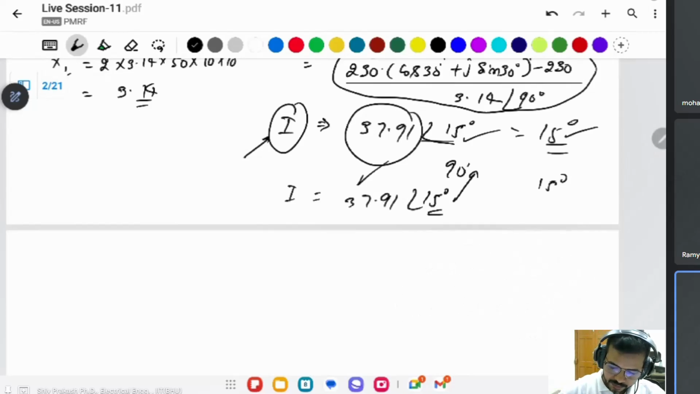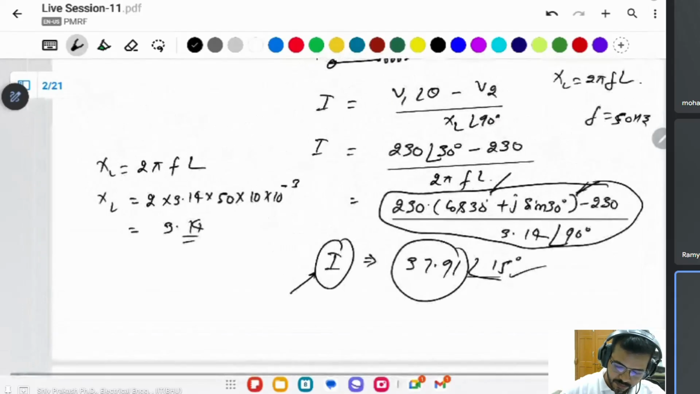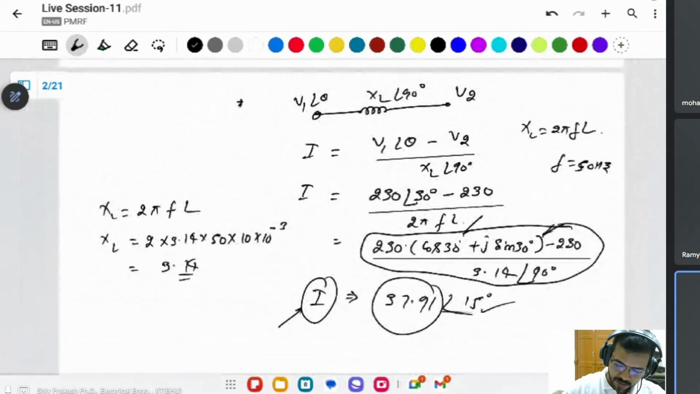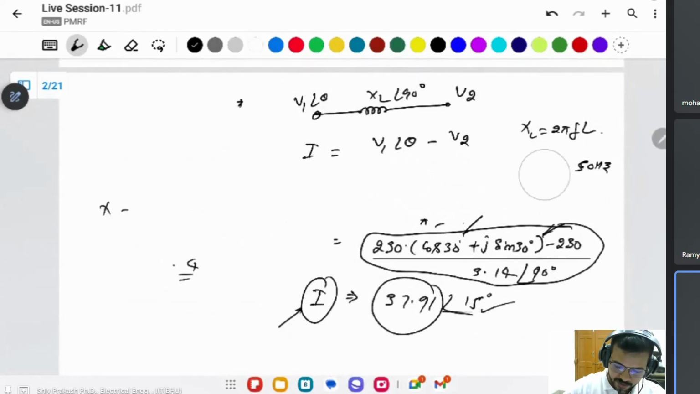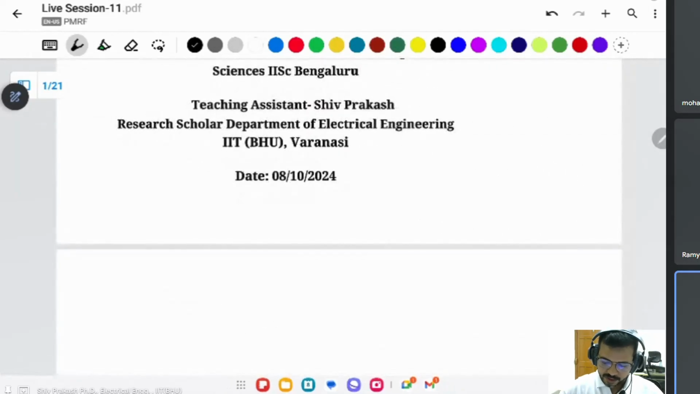Okay. I will rough this one if you want. I think you note it down, that's why I want to rough this one. Let's start for today's session.